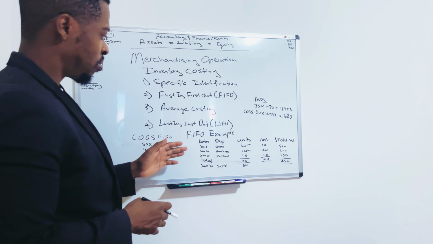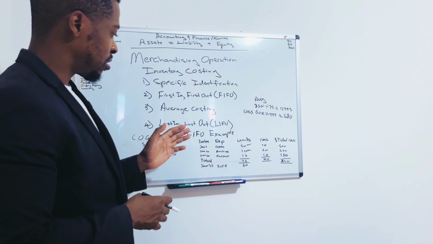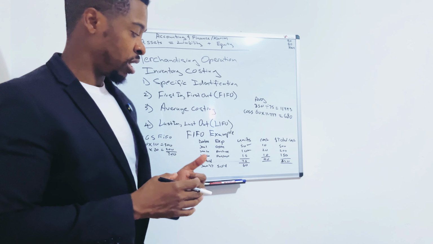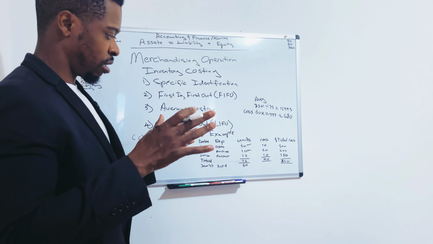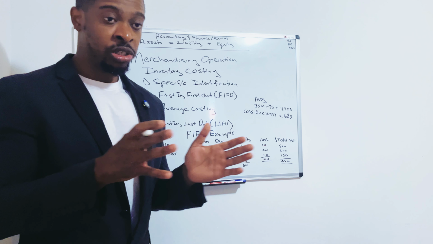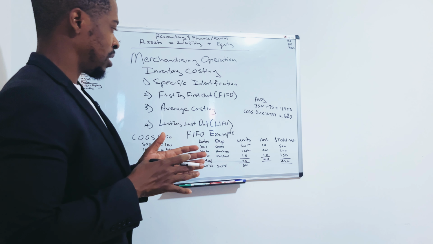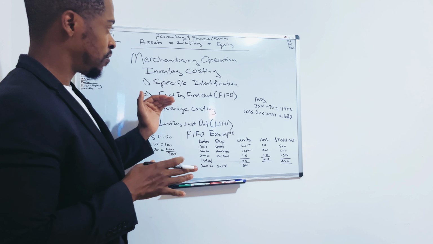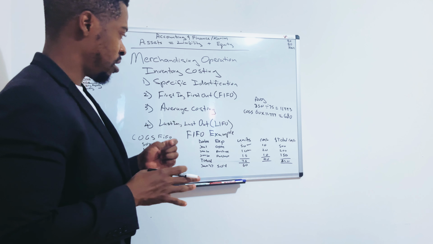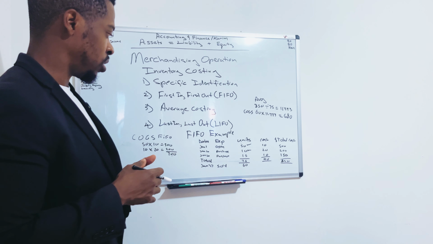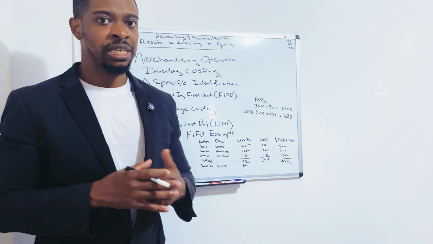Okay, the last one that we have is last in, first out, which is LIFO for short. And it's just the opposite of FIFO, right? I won't cover this one. And the reason for this is because LIFO is no longer acceptable under Canadian GAAP. So no need to look at LIFO. So only the specific identification, first in, first out, and average cost. Those are the three systems that you actually need to know. And so that is it for the four different types of inventory costing systems.